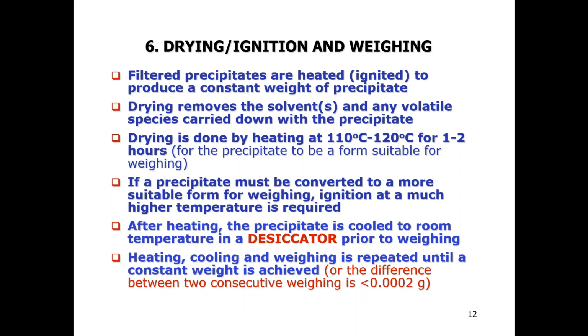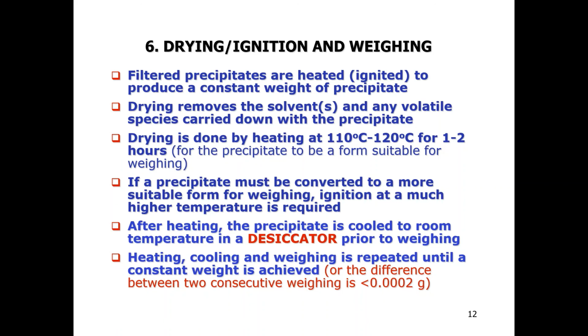So this is the drying step. For AgCl, there is no ignition step, only for hydroxide. Okay, so we go to the drying step. In the drying step, we heat it at 110 degrees centigrade for 1 or 2 hours. Normally we do it by step: 1 hour, then you weigh it, and then continue heating and weighing until you arrive at what we call a constant weight.